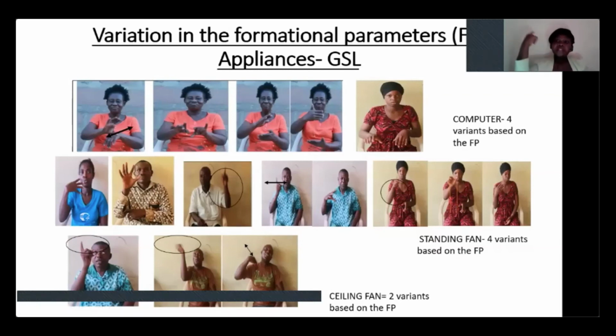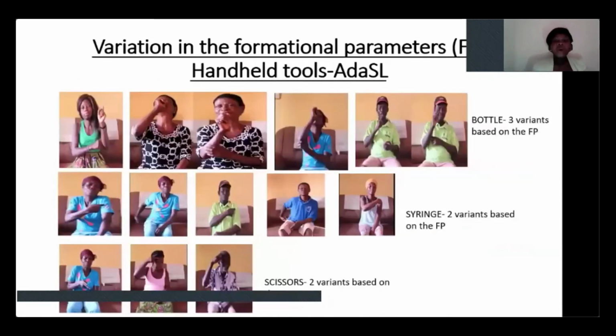So either ceiling fan or ceiling fan. When we come to Adam Sign Language, we selected examples such as bottle, which had 3 variants based on the formational parameters. So it's either bottle with a measure stick, bottle with a handling strategy like drinking, bottle with an entity strategy where the arm represents the bottle itself, or bottle that uses a combination of the drinking strategy and the entity strategy.